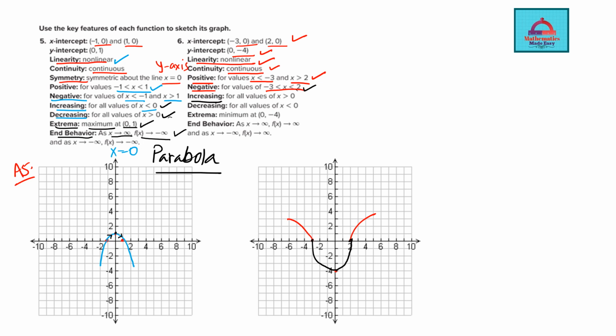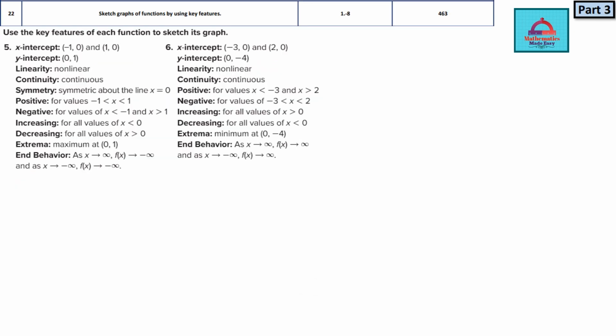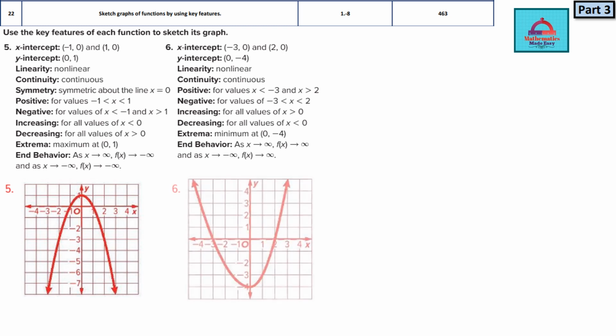Let's check increasing for all x positive. So when x is more than this, from this to this it is going up, so increasing. Decreasing for x less than 0, so yes, that is also true. Minima at 0 comma minus 4, as you can see, this is a minimum point, the lowest point, and end behavior is also true. So our graph is correct, and this is how you sketch the graph for answer 6, non-linear. So let's now check the answer key for our learning objective 22, question 5 and question 6, and definitely our answers are correct. This is how you use the key features to sketch the graph.